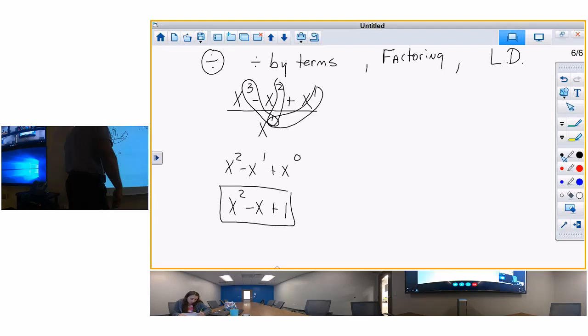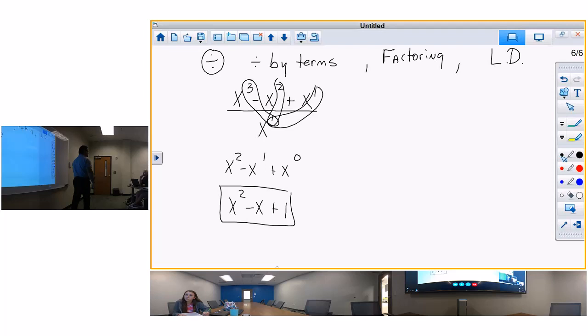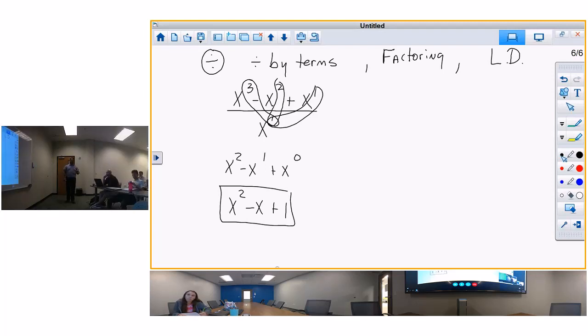So that's when you divide by terms. Usually it's a single term on the bottom, and you divide by that term. You subtract the exponents. 3 minus 1 is 2. 2 minus 1 is 1. 1 minus 1 is 0. Now what about the signs in front? They don't matter. They just come down.